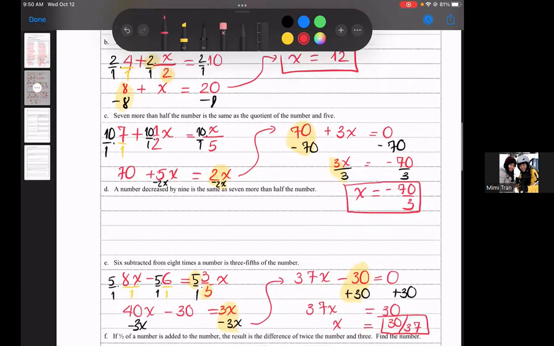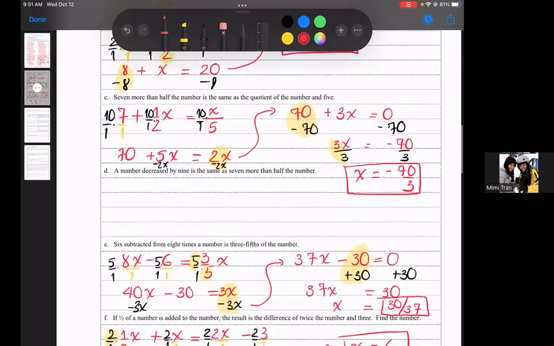How many people have the right equation for this one? The equation is more like the one I'm concerned about. A number decreased by 9. Decreased means what? Minus. So there's a minus. What comes first? X, right? X minus 9 is the same as equal.